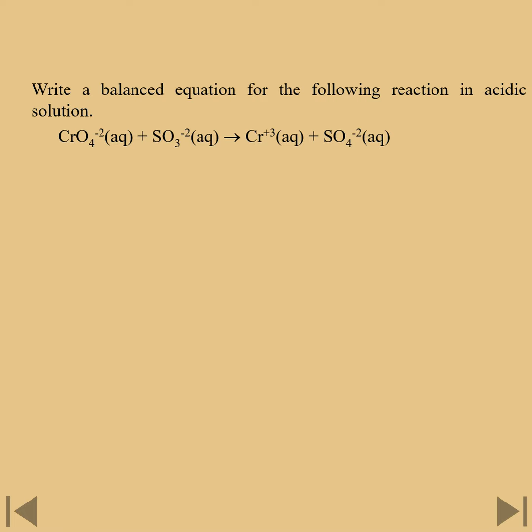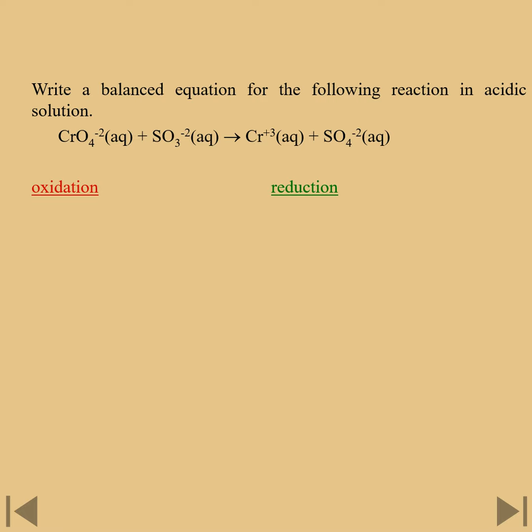To write a balanced equation for the following in acidic solution, remember our steps. Step 1, we need to split it into 2 half reactions. We'll have 1 for oxidation and 1 for reduction. And so let's look at the chromium and see what the oxidation number of chromium is in the chromate ion.